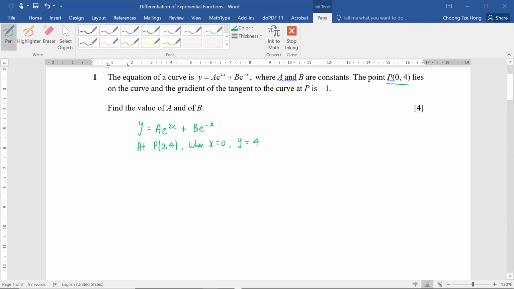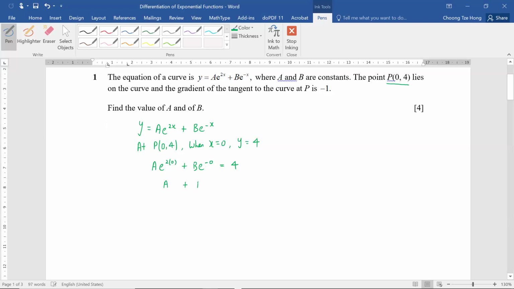I'm going to substitute 0 into x and then equate it to 4. So a times e to the power of 2 times 0 plus b times e to the power of negative 0 is equal to 4. We know that anything to the power of 0 is 1. So e to the power of 2 times 0 is e to the power of 0, and a times e to the power of 0 just gives me a. The same thing happens here: e to the power of negative 0 is the same as e to the power of 0, so b times e to the power of 0 is again b.